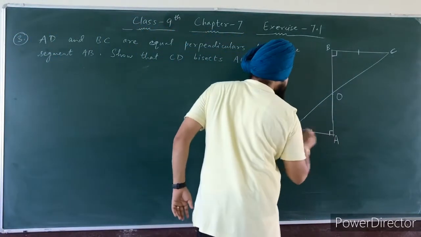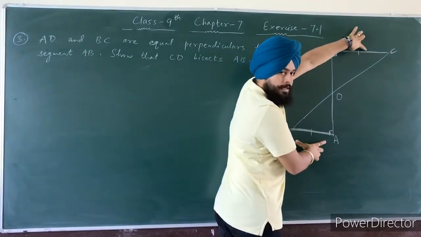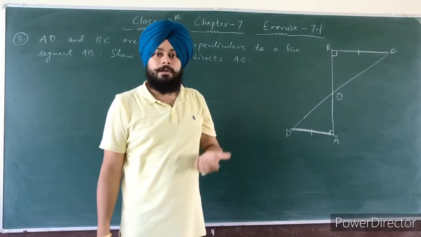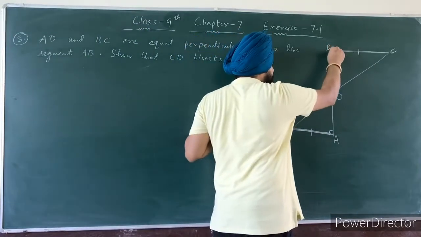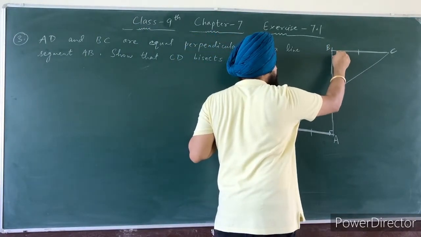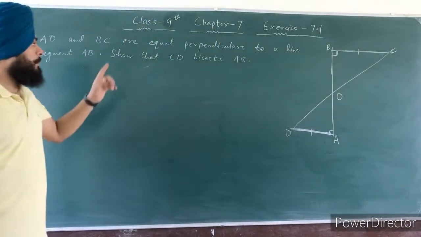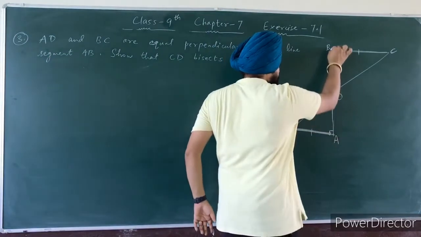This is AD and this is BC. AD and BC are equal perpendiculars. So what does equal mean? Both sides' lengths are equal. Equal perpendiculars means they meet another line at 90 degrees. That means a line is cutting it at 90 degrees, perpendicular to line segment AB. So this is the line segment AB.